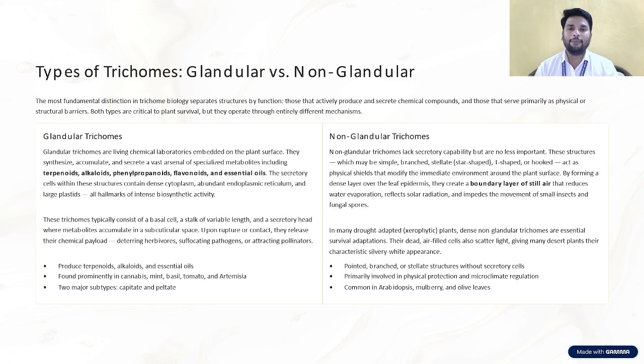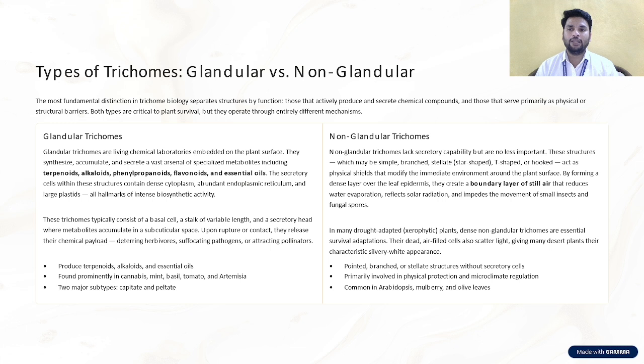Then types of trichome: glandular versus non-glandular. The most fundamental distinction in trichome biology separates the structures by function: those that actively produce and secrete chemical compounds, and those that serve primarily as a physical or structural barrier. Both types are critical to plant survival. That means without them, plants may face many problems. That's why they are known as critical for plant survival, but they cooperate through entirely different mechanisms.